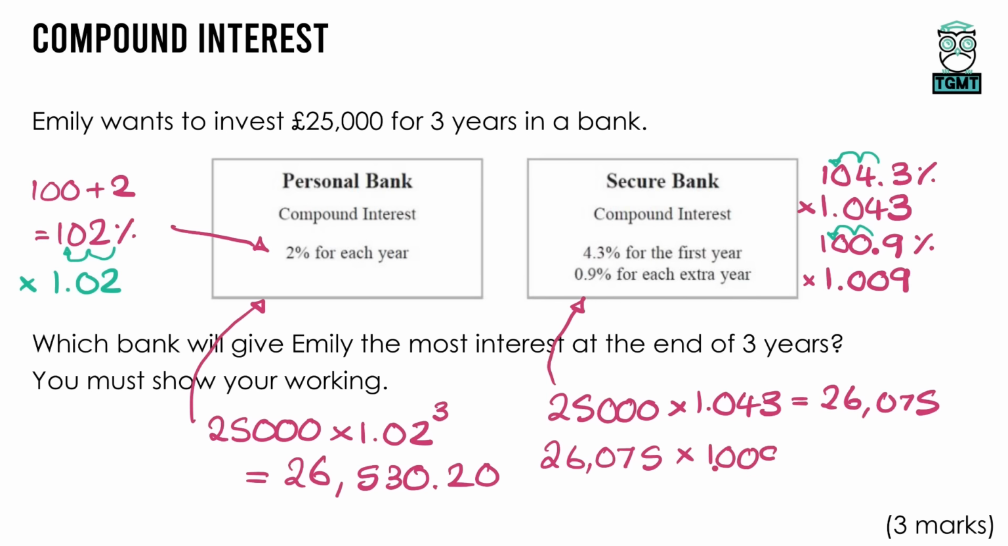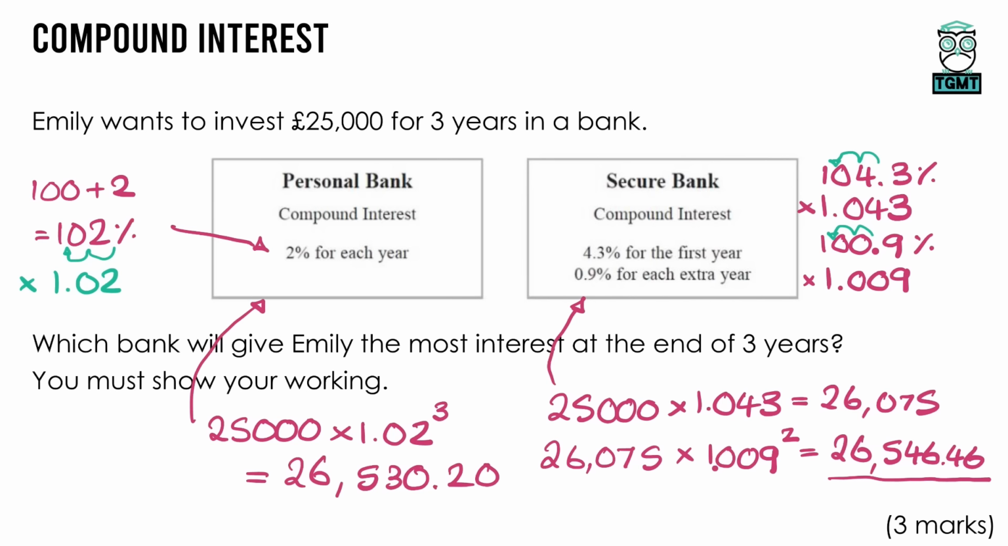Now you've got 2 options again. You can multiply by 1.009, write it down and do it again, but I'm going to put a power of 2 with this one for the 2 additional years. So 26,075 times 1.009, and then that is to the power of 2, and that comes out as £26,546 and 46 pence. So you can see here, actually, we get slightly more in the secure bank. Not much more, it's about £16 and 26 pence.